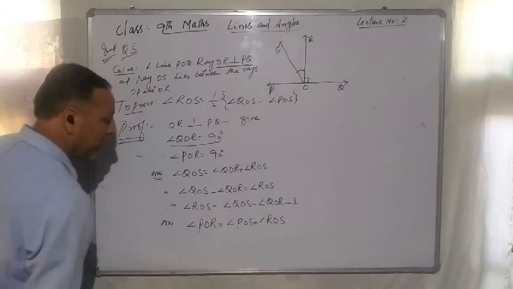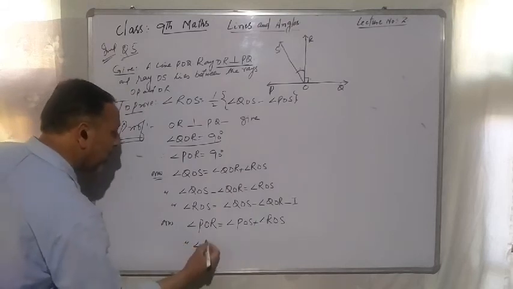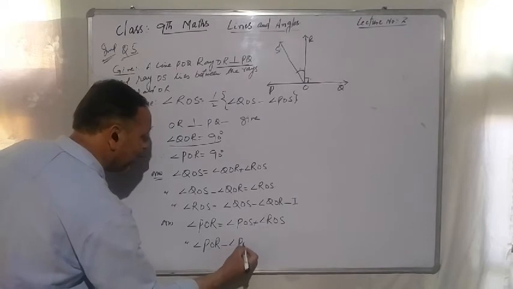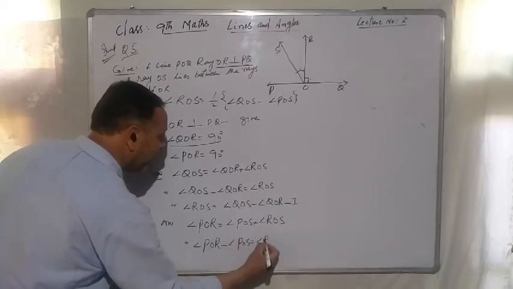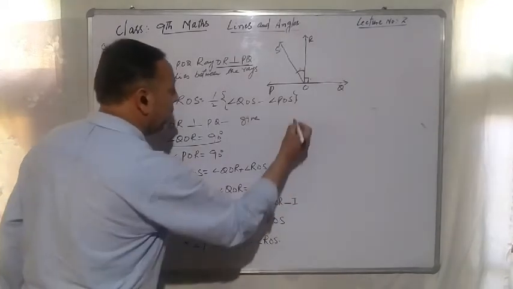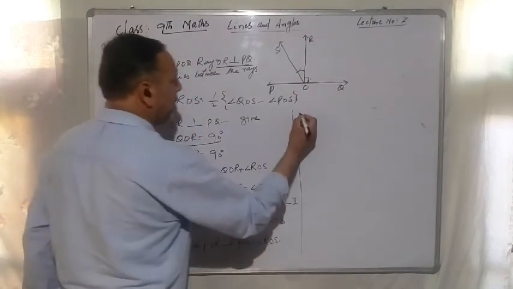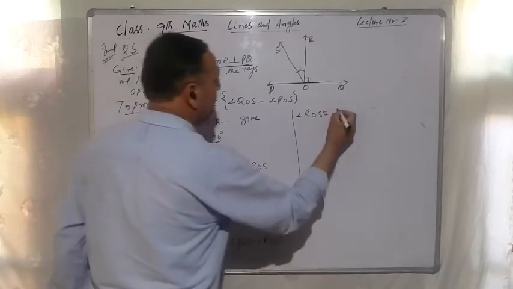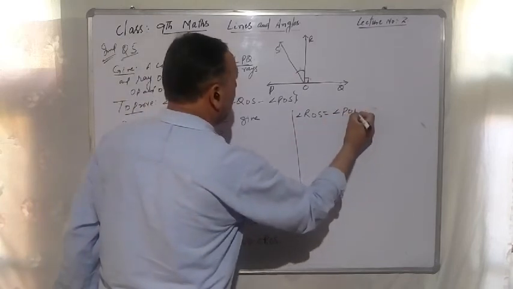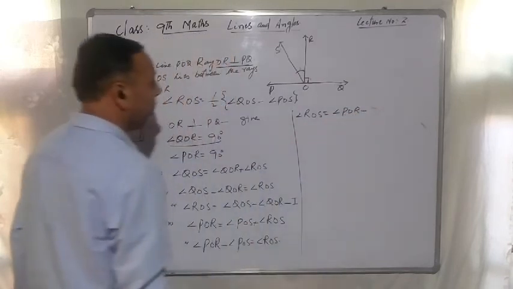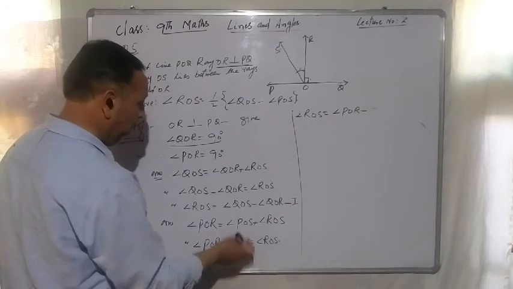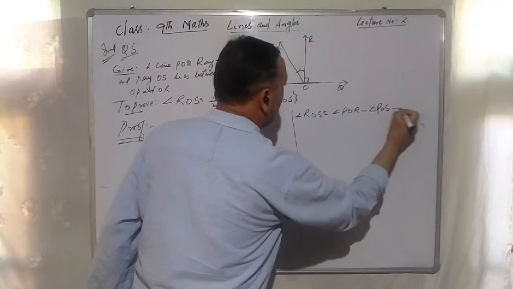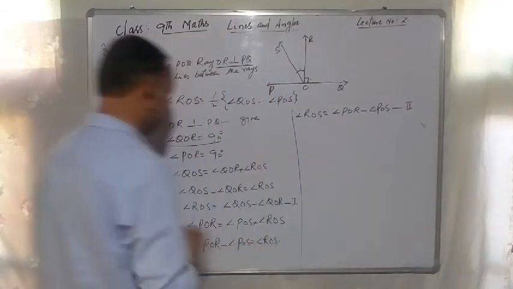Again, find the value of angle ROS. Or we can write angle POR minus angle POS is equal to angle ROS. Or let me put it like this: angle ROS is equal to angle POR minus angle POS. We keep this as second.